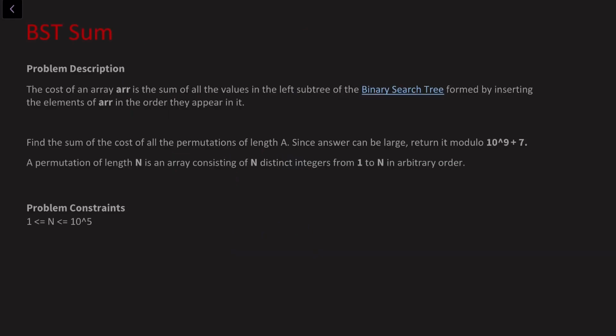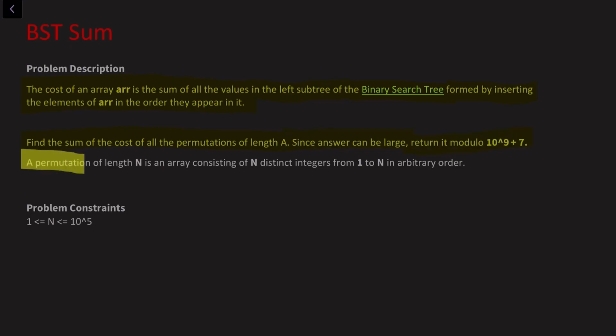The problem description states that the cost of an array ARR is the sum of all the values in the left subtree of the binary search tree formed by inserting the elements of ARR in the order they appear in it. Find the sum of the cost of all the permutations of length A. Since the answer can be large, we need to return it modulo 10 raised to power 9 plus 7.